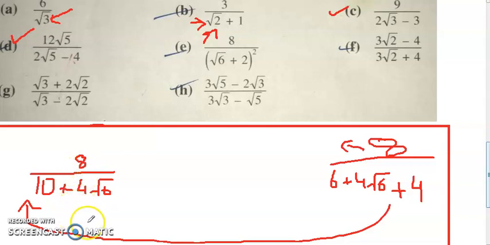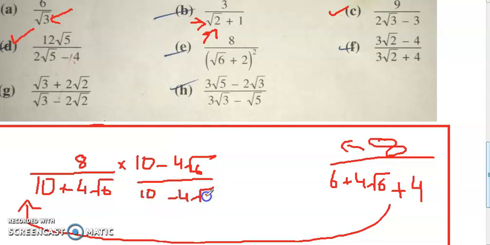Okay, now what we'll do is, now we have a value in a simple form, right? And we need to remove this under root. Therefore, like normal, we will multiply the same thing with 10 minus 4 under root 6 upon 10 minus 4 under root 6. Minus is plus, so we'll do a minus in order to create the third identity.